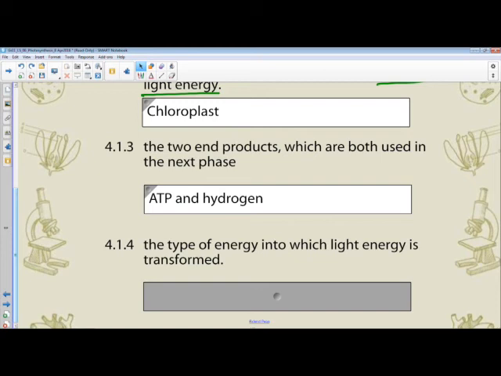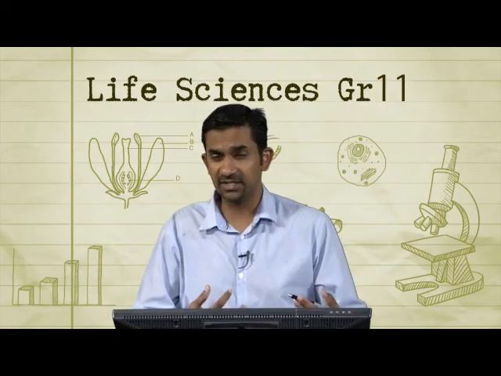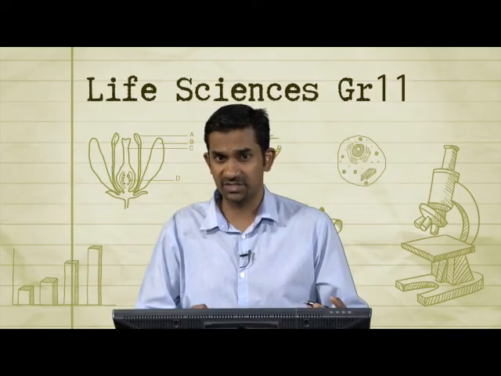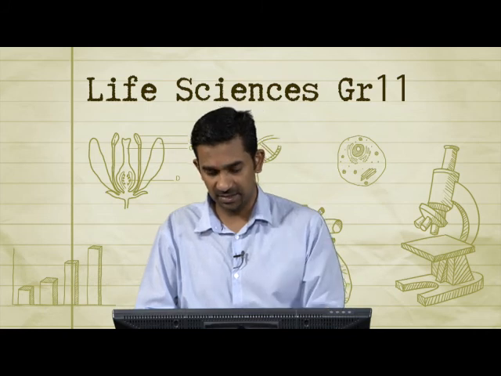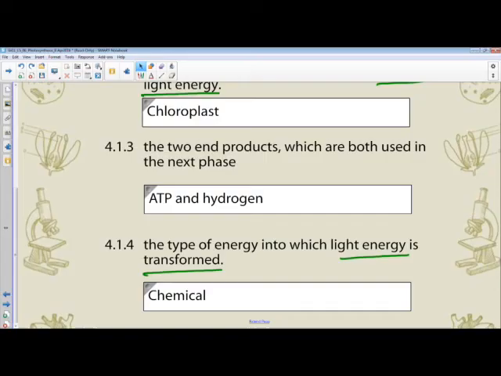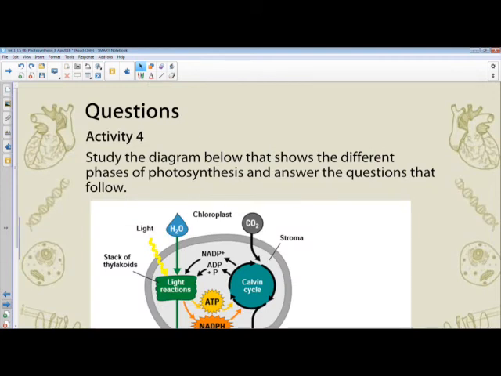Name the energy into which light energy is transformed. And guys, this is about transfer and transformation of energy. We know that light energy is radiant energy, and that energy is converted by the process of photosynthesis into chemical energy. So that answer would be chemical energy. Let's look at more questions on this section.